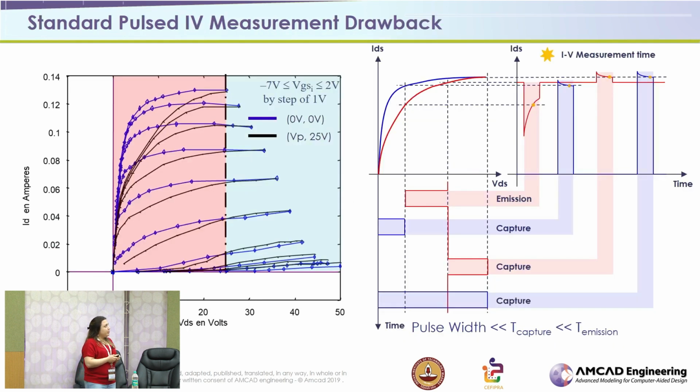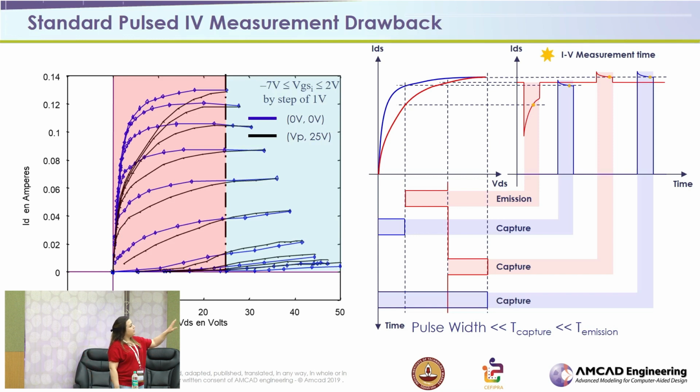Here is an example with a standard pulse IV measurement. Jean-Christophe before presented some characteristics like this. Here the measurements are for two quiescent bias. You can see a network for 0,0 quiescent bias in blue and another in black for VP and 25 volts. You can see that the graphic is divided in two parts. The blue part is for VDS superior to the VDS0 voltage. So you see that the two networks give similar results. This is due to the fact, maybe I have a pointer, no.